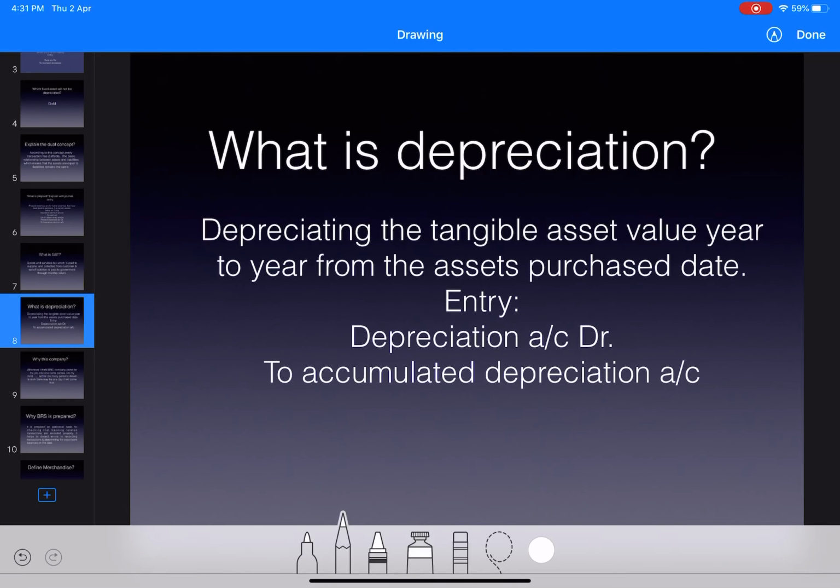Next question is depreciation. Depreciation means reducing the tangible asset value year to year from the date the assets were purchased. We know that furniture, plant, machinery, all these fixed assets are depreciated. Now what is tangible? Tangible assets, you know very well, are those which you can feel, which you can touch. And the entry for the depreciation is depreciation account debit to accumulated depreciation account.